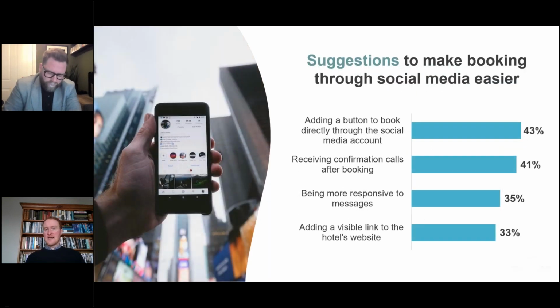And we went into this in a bit more detail, asking what suggestions consumers had to make booking through social media easier, and actually adding a button to book directly through the social media account appealed to 43% of consumers. Receiving calls after bookings was also well received by consumers. So perhaps the perception that social media doesn't necessarily give you that full experience that a hotel website gives you, but actually having a call back to confirm the booking would be appreciated. Being responsive to messages I've already talked about, and actually something as simple as adding a link through to the hotel's website so they can perhaps make a booking on the site.